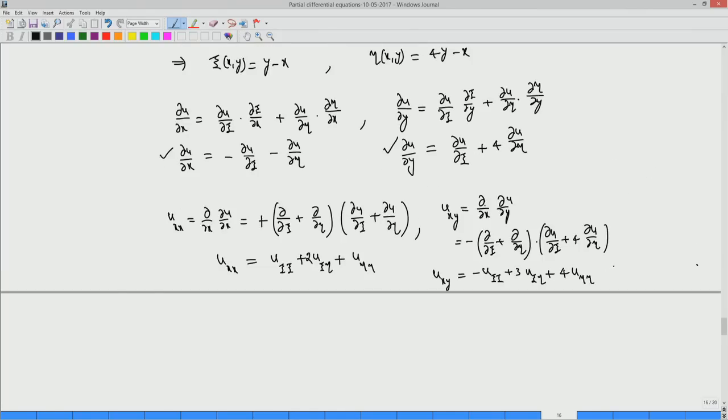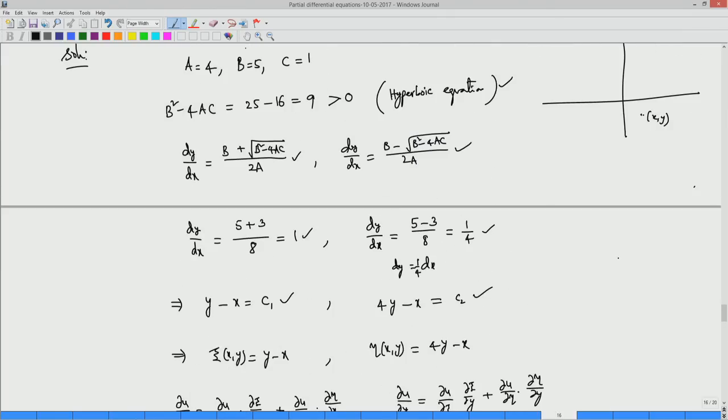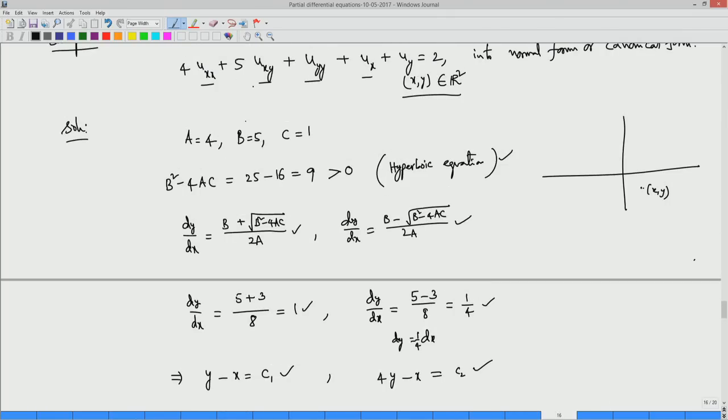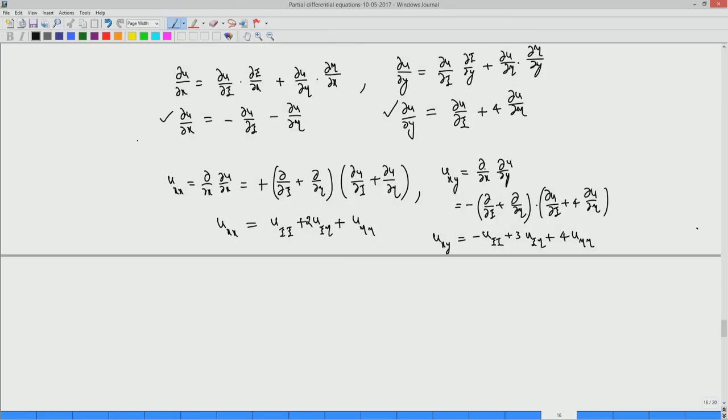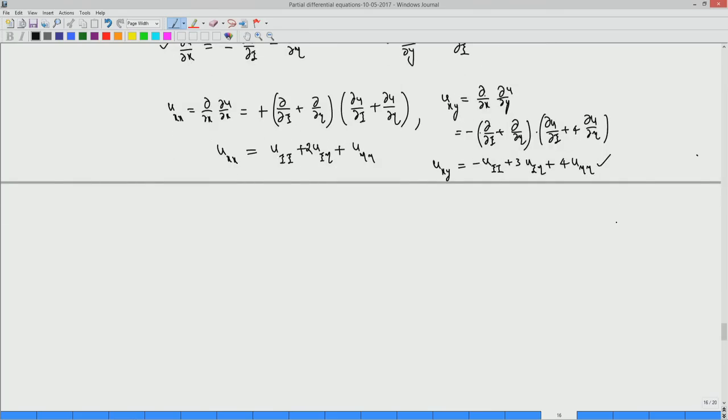Because you are working here with an equation that has constant coefficients, that is why it looks easier when you are expanding. You have to be careful if these coefficients are functions of x, y. So, you have to carefully expand it, otherwise you may go wrong. So, this is your uxy.